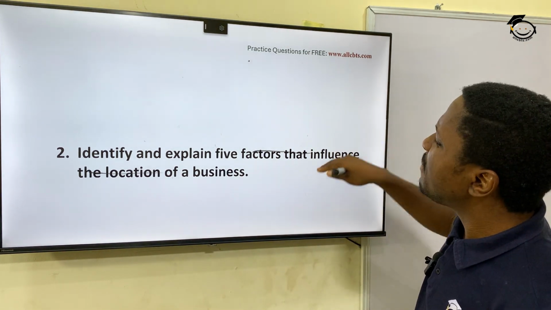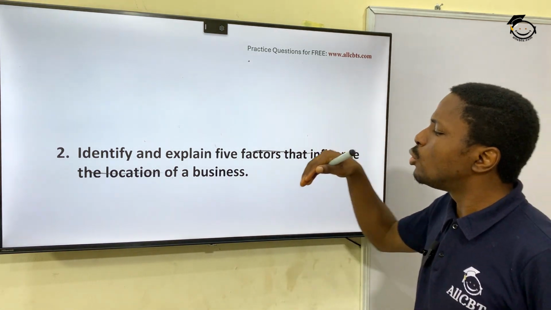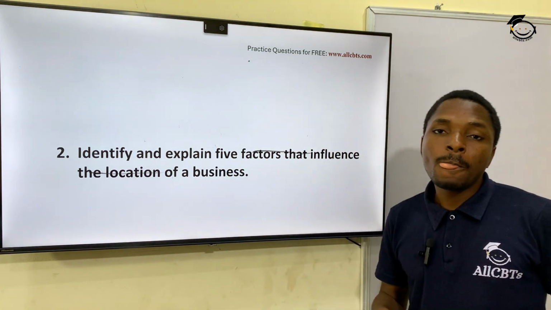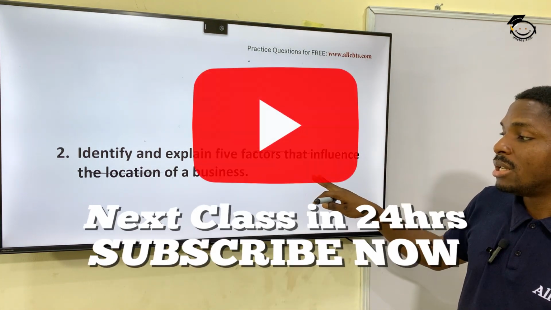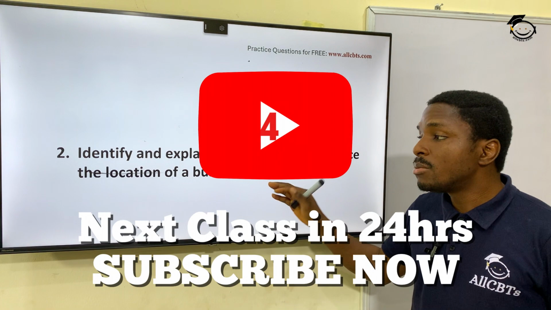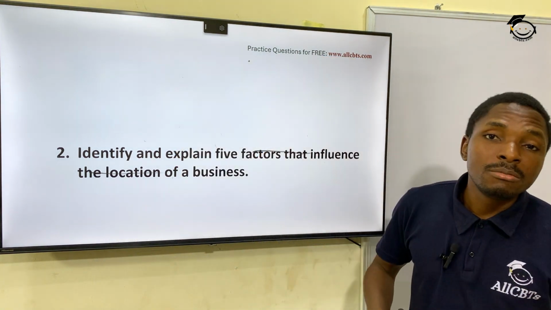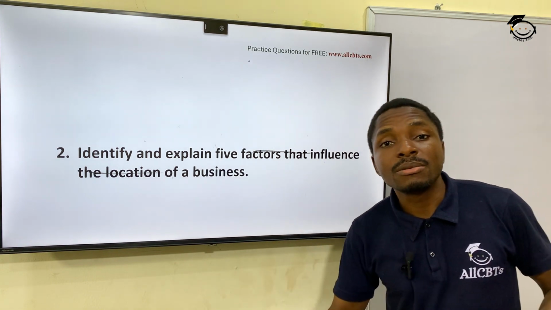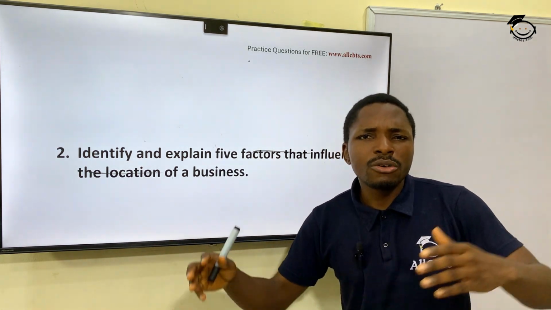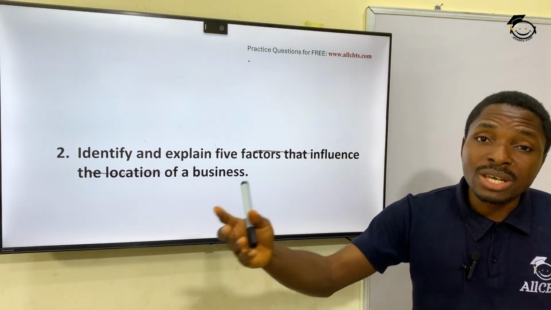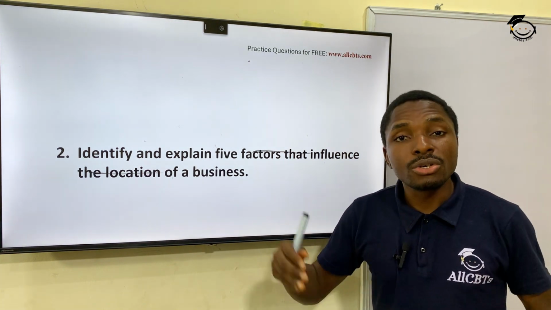Identify and explain 5 factors that influence the location of a business. Now, this is going to be a nice one for you because some of you are already into one business or another. Some of you are doing business on your WhatsApp. Some of you are selling something on TikTok. And some of you, of course, work with your parents to sell things. You go to your mom's shop, your dad's shop.